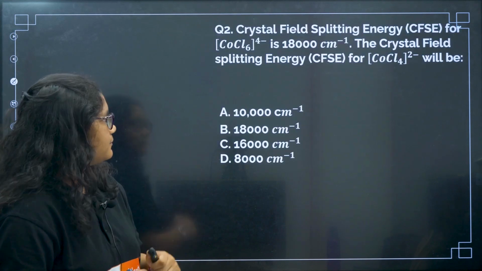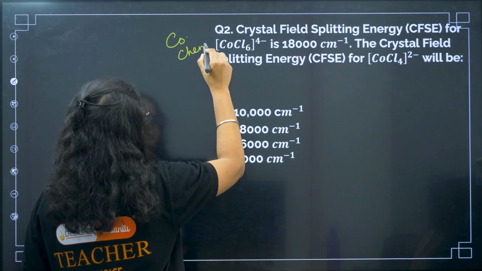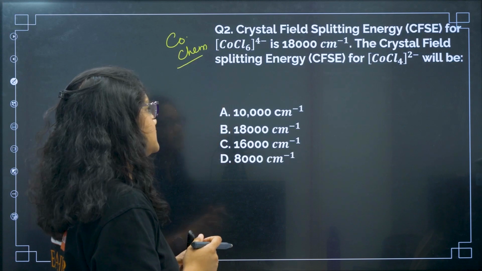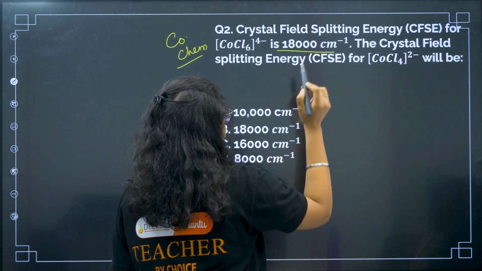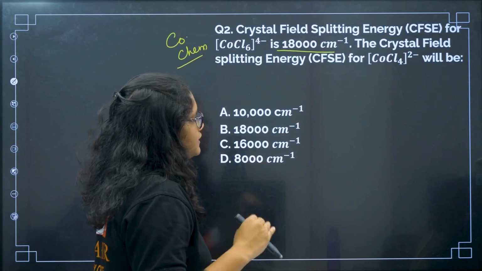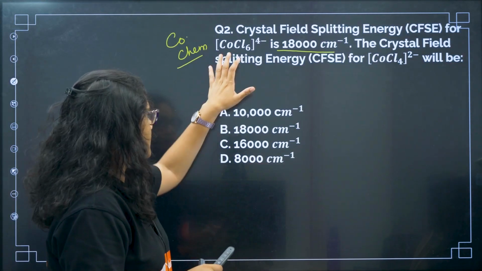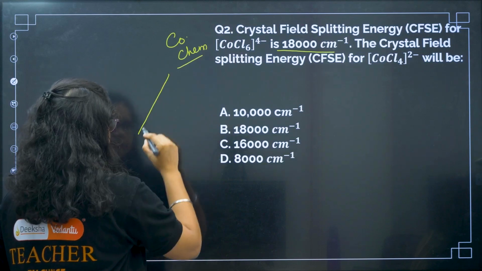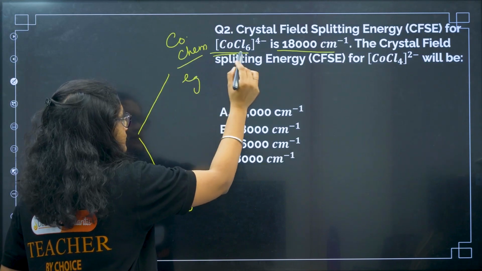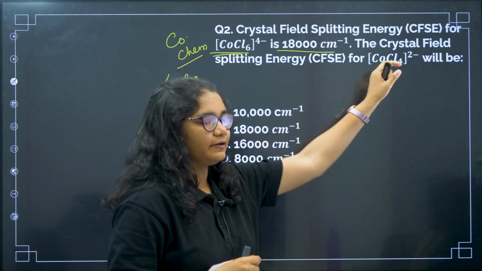Now coming to question number 2. Again, this question is also from coordination chemistry. The crystal field splitting energy for [CoCl6]4- is 18,000 cm^-1. The crystal field splitting energy for [CoCl4]2- will be? What is the difference you see here? Crystal field splitting means the splitting between the t2g and eg orbitals. Here it is an octahedral splitting, and here it is a tetrahedral splitting.